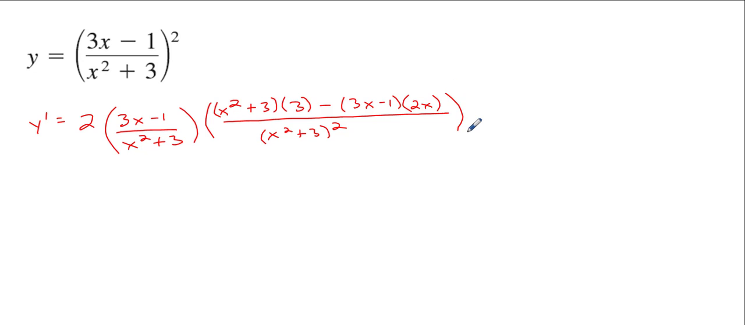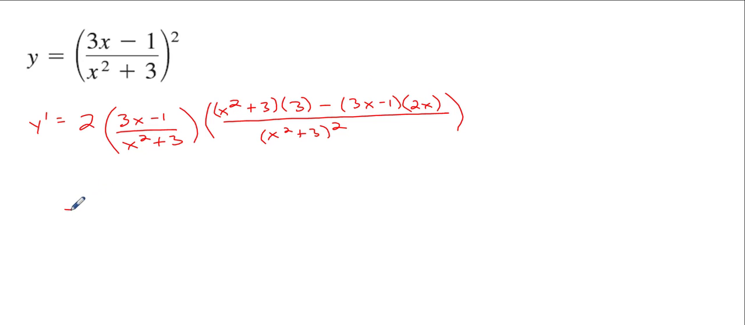No, honestly, that's not too bad. Look at the bases on the denominator. That's going to be x squared plus 3 quantity cubed. That's not bad. We have 2 times 3x minus 1. I am not distributing here. I am going to distribute and combine like terms here, though.